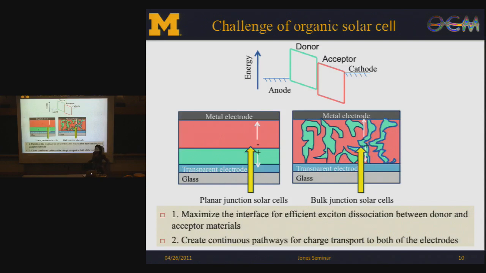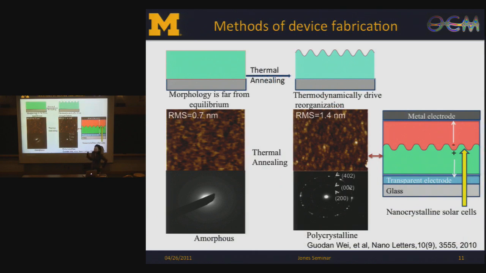Then, when I took this project, I faced 2 challenges. I need to maximize the interface for efficient exciton dissociation between the donor and acceptor. Also, at the same time, I need continuous transport paths for the electron-hole pair. So in my research work, I'm trying to take advantage of these 2 structures, but I'm trying to solve their limitations.